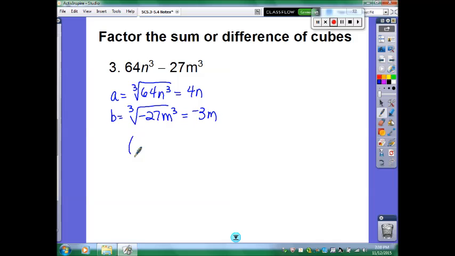All right, pattern. Put them together for your binomial. Square the first, which is 16n squared. Multiply and take the opposite, so it was minus becomes plus 12mn. And then square the last one. It's always positive, 9m squared.